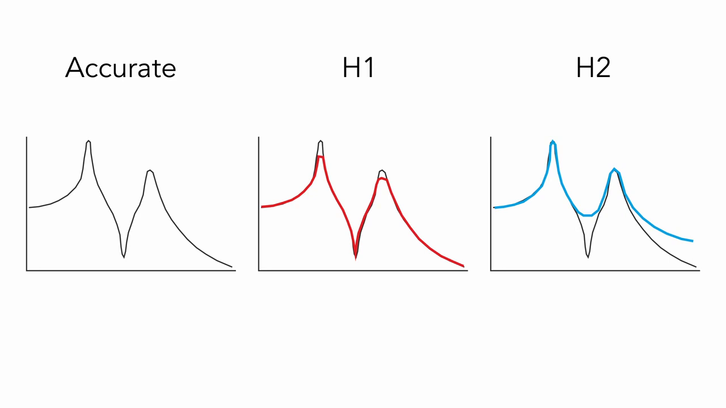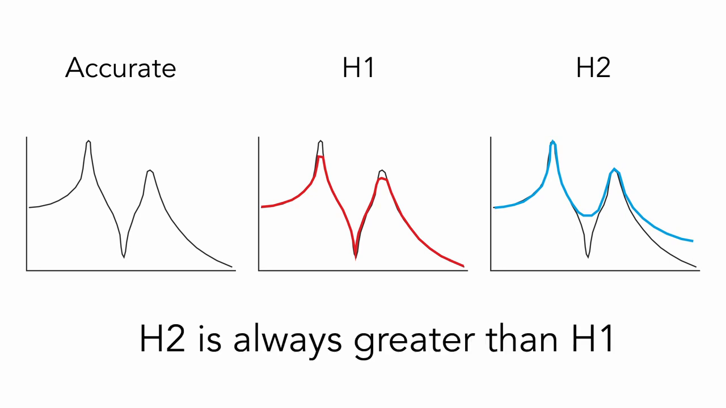The comparison between accurate FRF and H1 is in the middle. You can see that H1 is accurate in anti-resonance, but not in resonances. The comparison between accurate FRF and H2 is on the right. You can see that H2 is accurate in resonances, but not in anti-resonance. The H2 is always greater than H1.